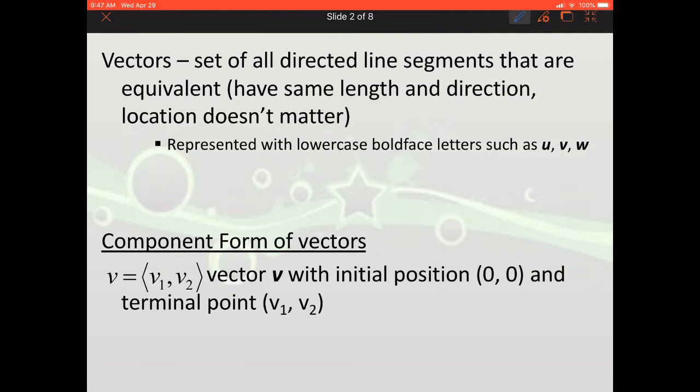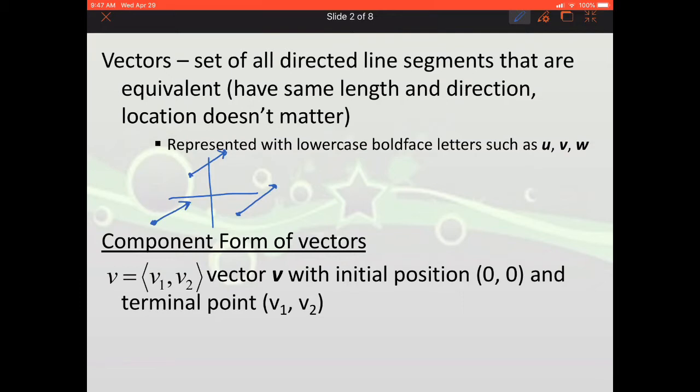So if we had directed line segments all over our graph, and they all went in the same direction and all had the same length, that one looks a little longer. All of those would be a vector, whatever we call it, vector u, v, w. Those are usually lowercase, boldface letters. So it's just all the directed line segments that are equivalent.